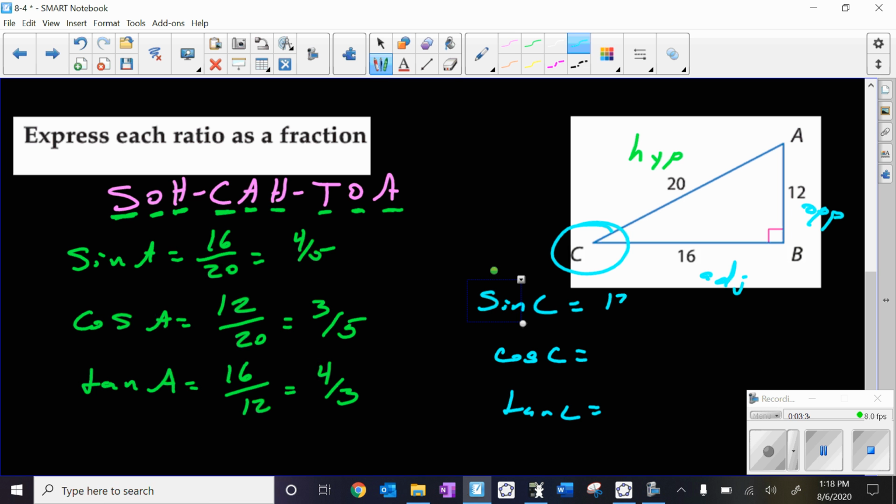That would be 12 over 20, which is the same thing as 3/5. Cosine of C, we know is adjacent over hypotenuse, which is 16 over 20. Reduces to 4/5. And finally, tangent of C, we know is opposite over adjacent, 12 over 16, which is 3/4.